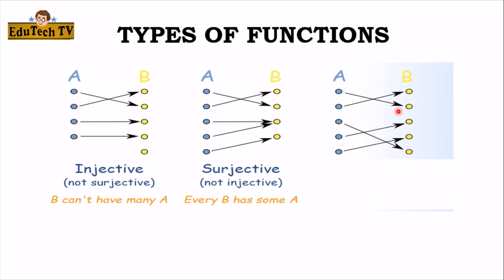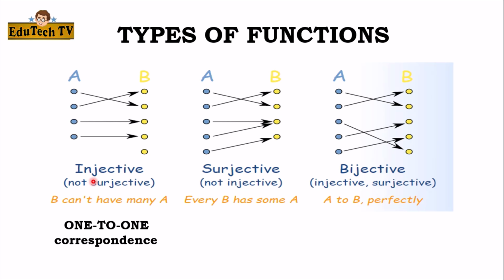Okay, so as you notice, lahat ng B merong A. At yung lahat ng A meron lang tig-isang B. Okay? And this is what you call the bijective. A combination ng injective and surjective. And the definition or the description here, A to B is perfectly matched. So that's bijective.